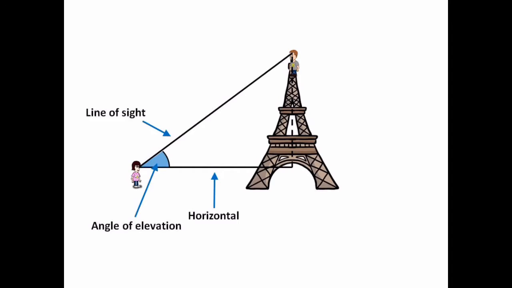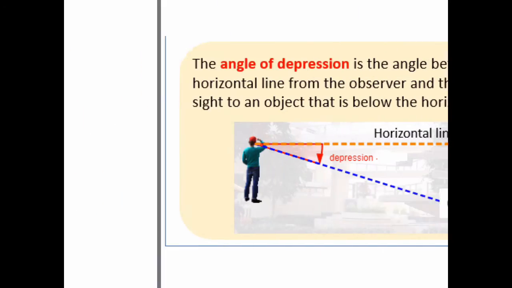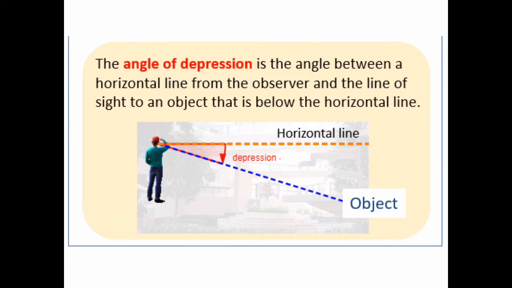This person's standing on the ground, and so they have the horizontal line right here where their eyes are, and then their line of sight up to the very top of the Eiffel Tower, and this angle right here is the angle of elevation. And now the angle of depression goes the other direction.